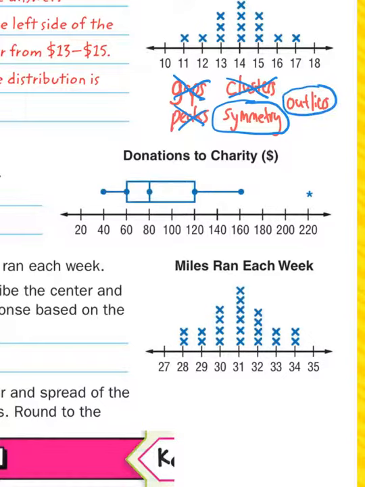So when I describe this, I'm going to say the data is not symmetrical because look at the left side is much smaller than the right side. So the data is not symmetrical, and there is an outlier at 220. So that's all I'm going to say for that one. So let me scroll back over.